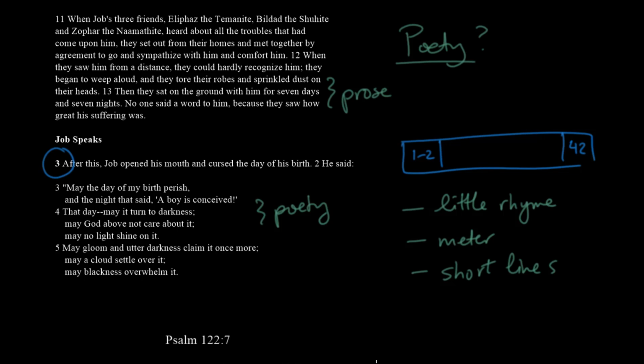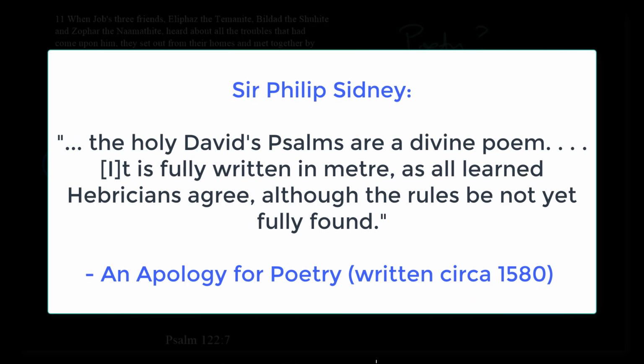Now, as you can see, there is some debate about some of these things. How much rhyme is there? How much meter is there? What's the significance of these short lines, and what is intentional or not? And that kind of confusion has been there for a long time, although we know much more now than we did in the past. If you go all the way back, for instance, to the 1580s, and you look at the work of the Protestant writer Sir Philip Sidney, he makes an interesting observation about biblical poetry.